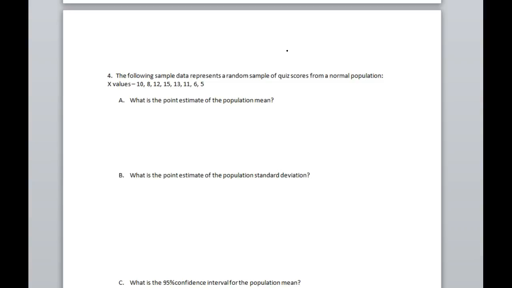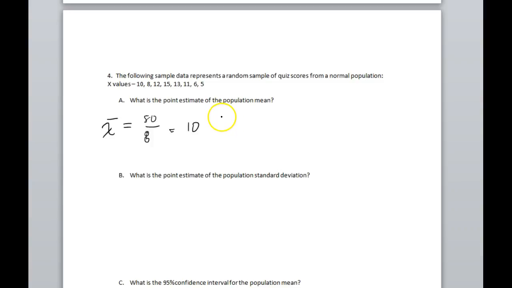What is the point estimate of the population mean? The point estimate of the population mean is just referring to x bar. What is x bar? I don't need to show you how to calculate X bar. You know how to calculate it. That's just going to be the sample mean. We add all these up and divide by the number of pieces of data. It turns out it's going to be 80 divided by 8, and that's 10. So the point estimate is 10. X bar is equal to 10.